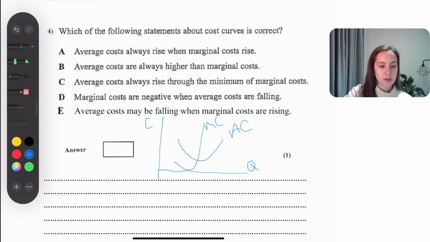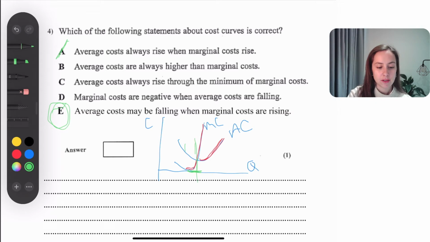So average costs always rise. So I would highlight this. So average costs are rising here. When marginal costs are rising? No, marginal cost is rising for all of this. So there's a whole bunch of quantities, all these quantities where that's not true. So you can eliminate A and repeat for the rest. And when you do all of this, you will find that the answer is E.